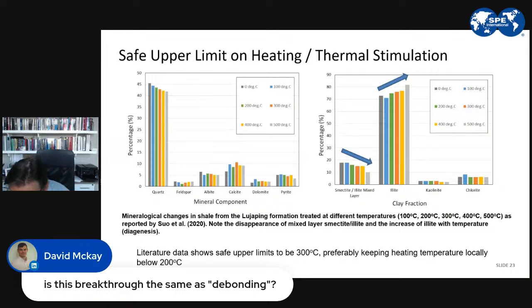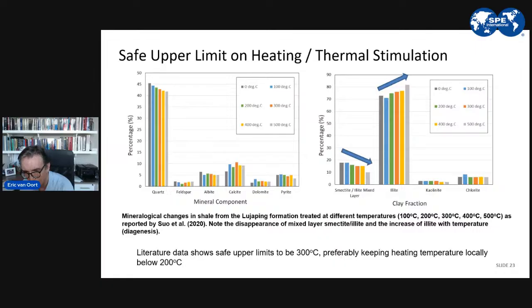There is, we believe, a maximum temperature that you don't want to go beyond, and that temperature is probably around 300 degrees centigrade, with optimum temperatures below that, possibly below 200 degrees centigrade. And the reason for that, you see here in some work by Suo et al. in 2020, at elevated temperatures, you see basically the mineralogy of the shale in terms of percentage at different temperatures.